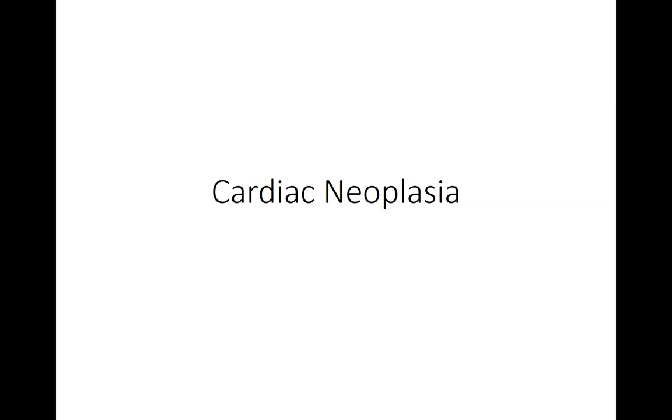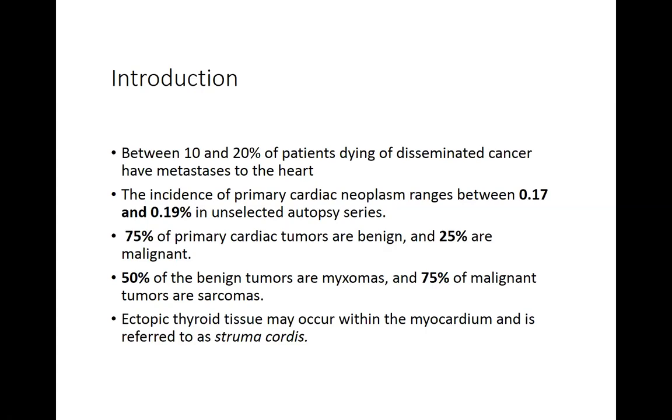Okay, now we'll move the gear to cardiac neoplasia. This is also another big topic, but we'll try to make it short and sweet. So 10 to 20% of patients dying of disseminated cancer have metastases to the heart. The good thing is that primary cardiac tumors are very rare, around 0.17 to 0.29% in unselected autopsy series.